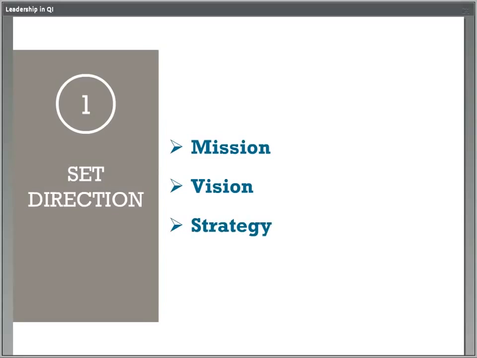Strategies: how you plan to get there. The quality improvement development and resources should be built right into it. And all of this has to be communicated to your stakeholders and your staff.